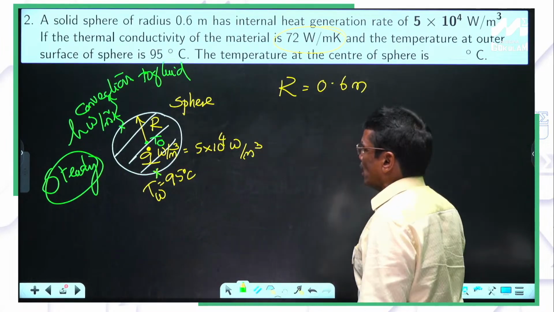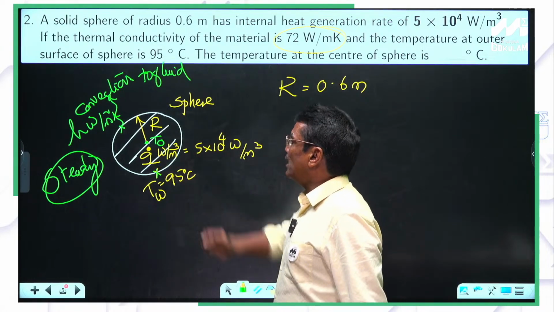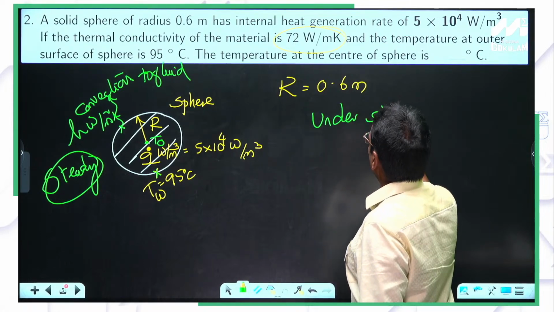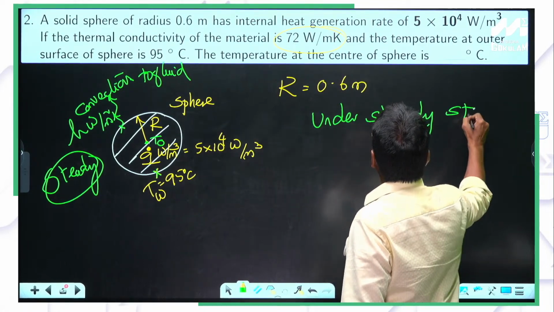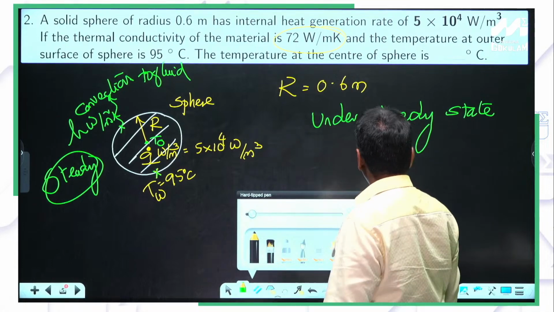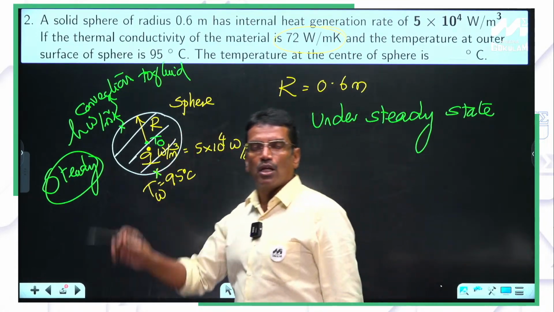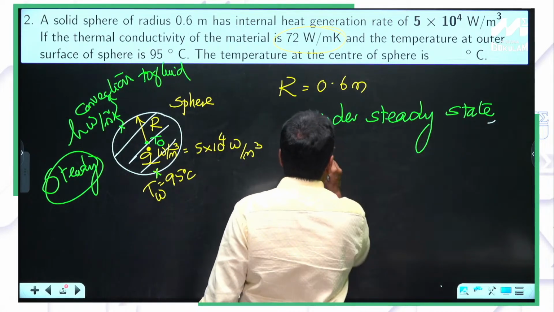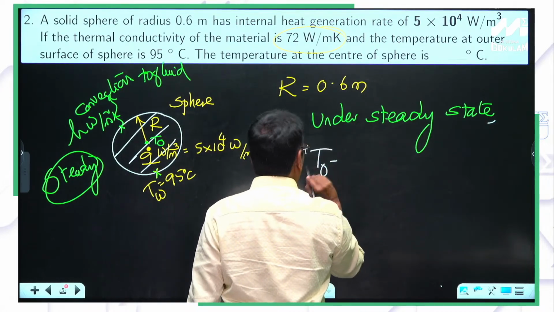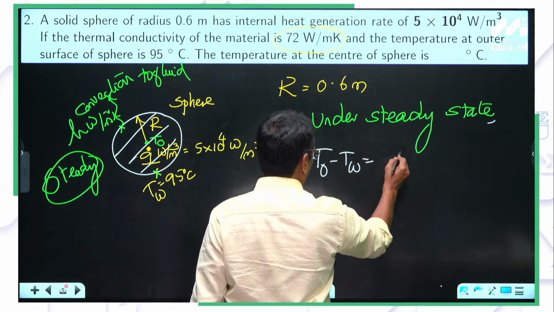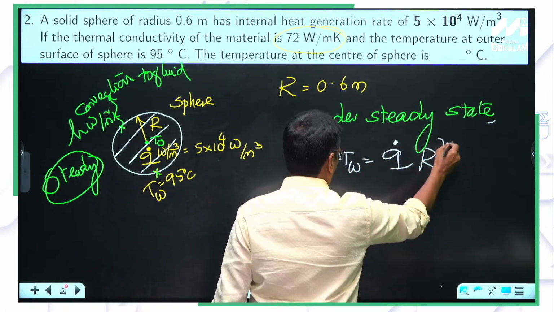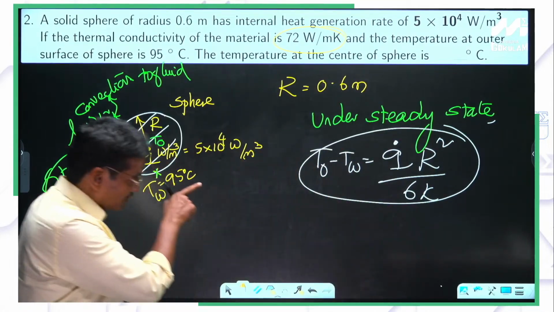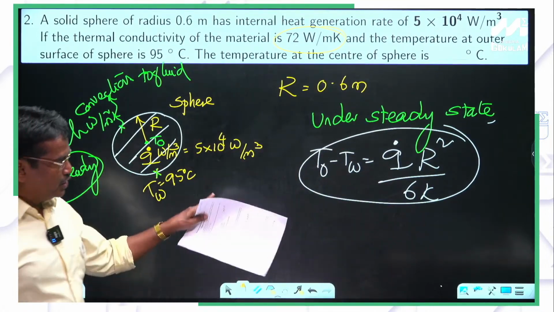Under that condition, what is the central line temperature? What do you mean by steady state? First of all, the temperature of the body at any particular location will not change with respect to time. Under steady state for a sphere, T naught is T max, and T naught minus TW is equal to Q dot R square by 6K. This is the formula, please remember. If it is a cylinder, it will be 4K; if it is a sphere, it will be 6K.